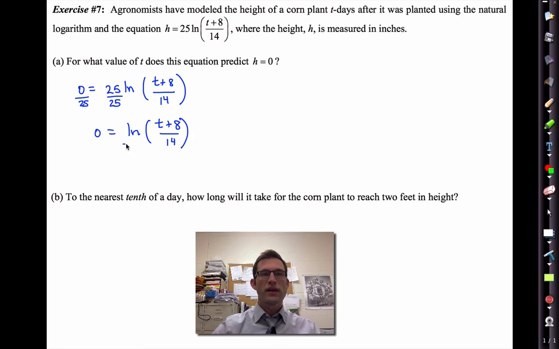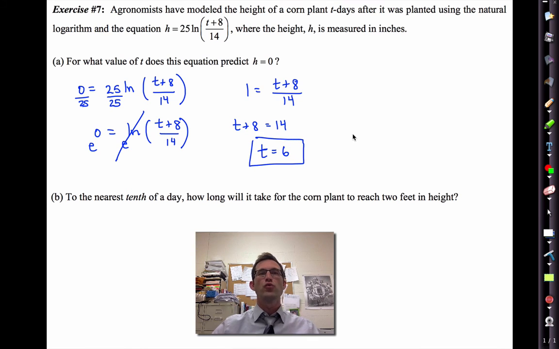Right, I need to get rid of the natural log now by exponentiating both sides. E to the 0 is 1. So I'll get 1 equals t plus 8 divided by 14. Now I get t plus 8 equals 14, and t equals 6. So apparently it took us 6 days for the plant to even reach a height of 0. That's what's called the germination time, how much time it takes for the plant to germinate.